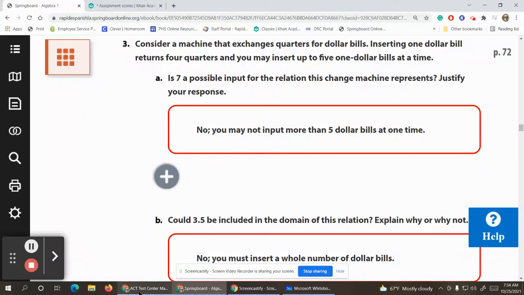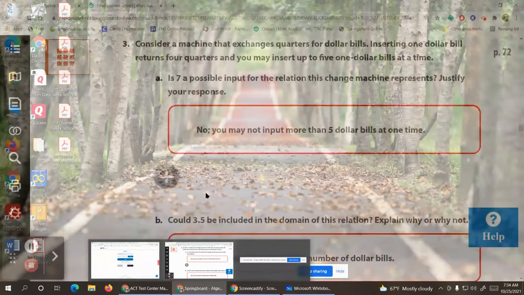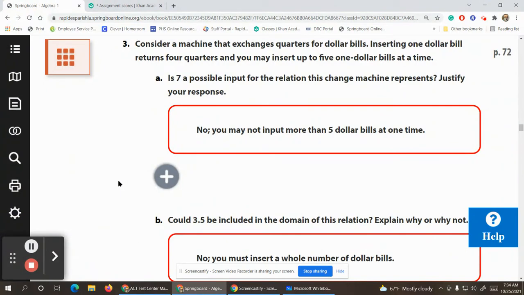All right, so for the sake of my first hour, let's go back over number 3. We're on page 72, activity 5-2. All right, going back over number 3.